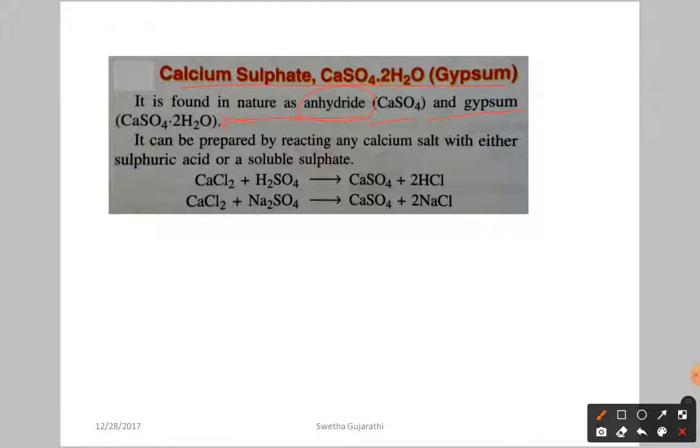CaSO4·2H2O is called gypsum. Now how we are going to prepare it: it can be prepared by reacting any calcium salt with either sulfuric acid or soluble sulfates. Here you can see calcium chloride reacting with what? Sulfuric acid or sodium sulfate, you are going to get the what? Calcium sulfate.